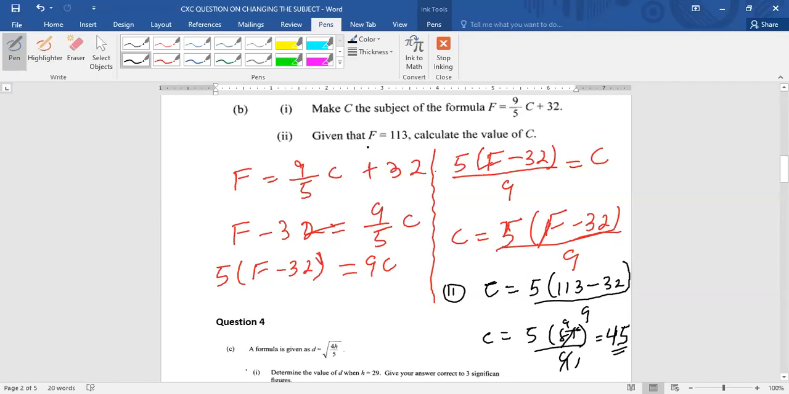The next question: given that F is 113, calculate the value of C. So I want to find the value of C when F is 113. All I have to do is substitute wherever I have F, I put 113 over there, and work it out. 113 minus 32 will give me 81. Then 5 times 81 divided by 9. 9 goes into 81 nine times. 9 times 5 will give me 45. And there we go.